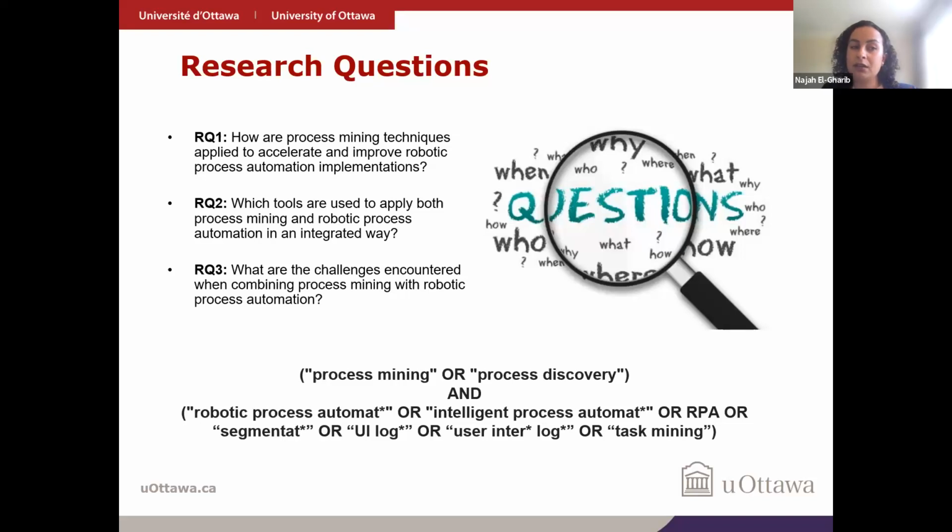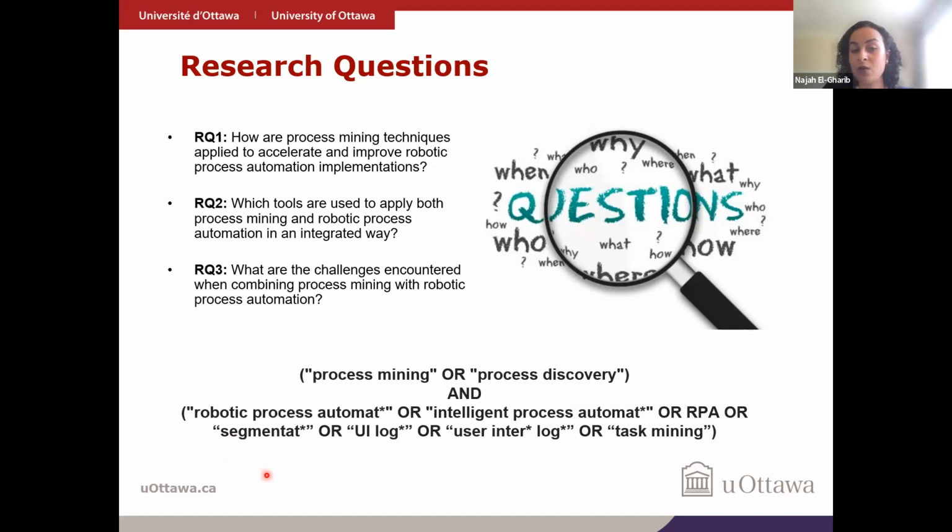Given that process mining and robotic process automation emerged as of 2018, my search covered 2018 up until now. What you see here at the bottom is what we call the query to do research across all research databases. I focused on looking at those papers or publications that cover process mining or process discovery and any keywords related to robotic process automation, RPA, user interaction, task mining, and intelligent automation as well.